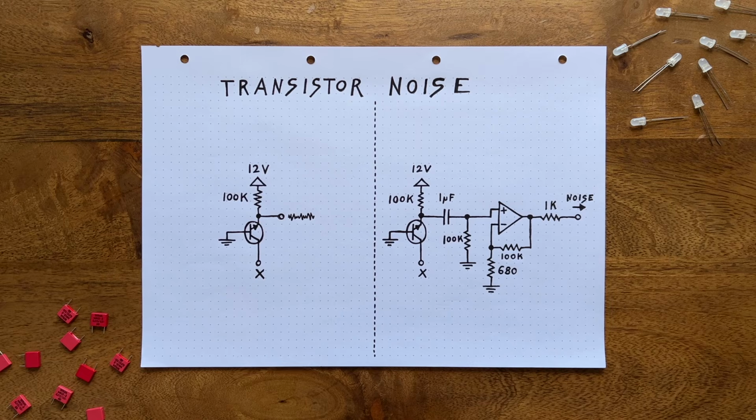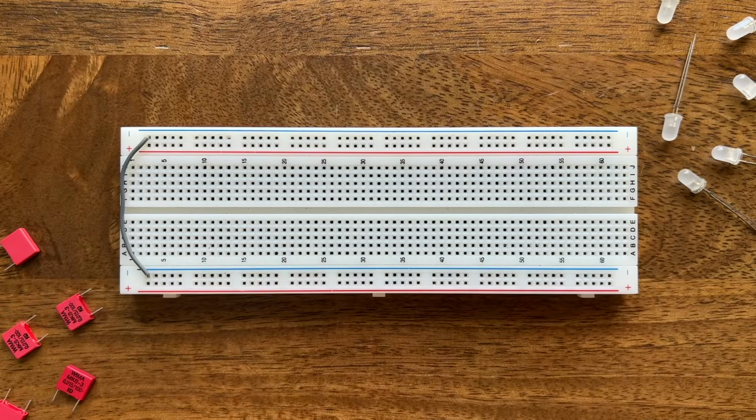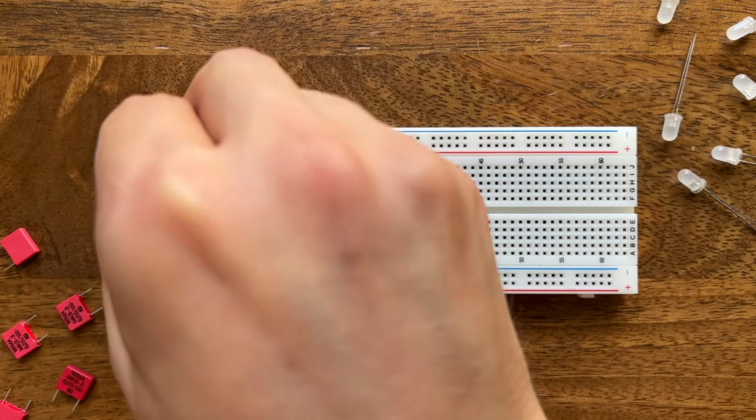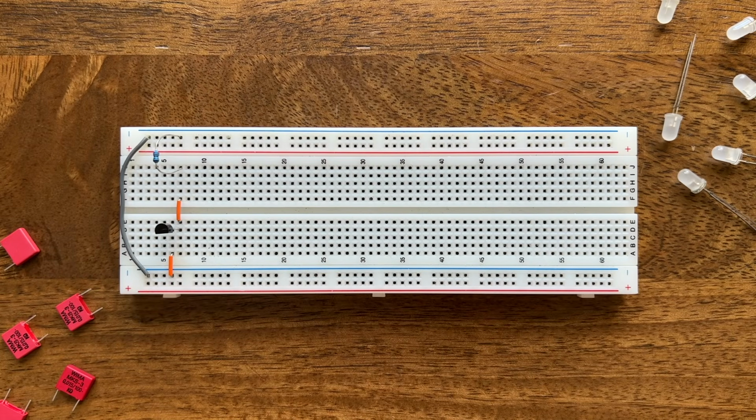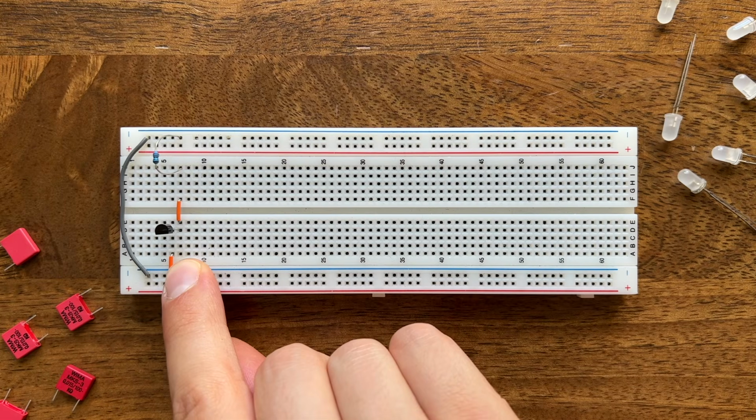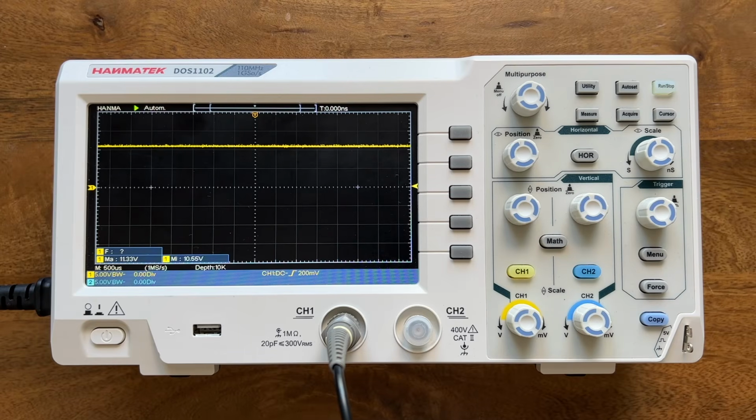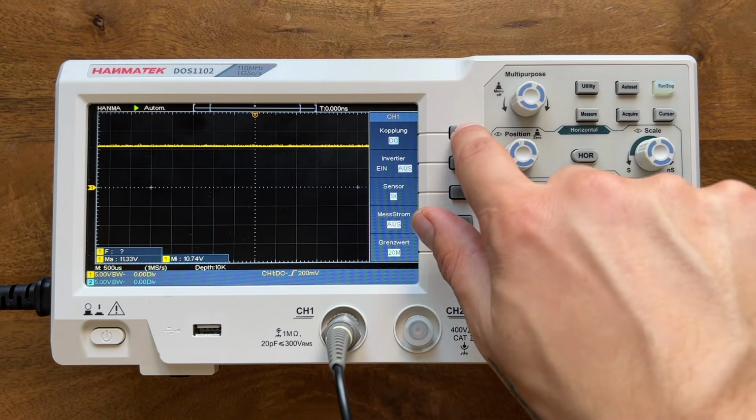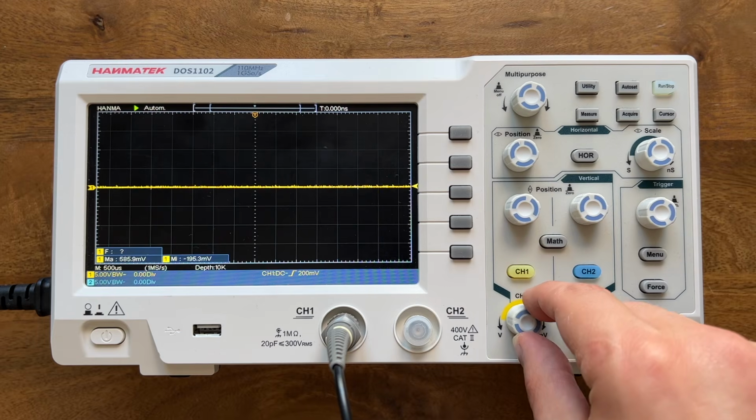But enough theory. Let's see if this actually works. Setting it up is dead simple. Plug in the transistor, connect the base to ground and the emitter to the positive supply voltage through a 100K resistor, and we're done. To be able to see what's going on, let's check on the voltage at the emitter with my oscilloscope. At first glance, it looks like nothing's really happening, and we're just getting a steady 12 volts output. But watch what happens if I center the signal and then zoom in on it.